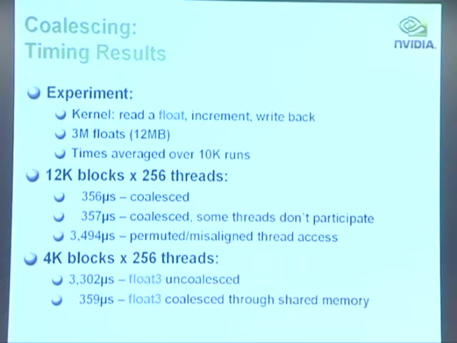Okay, all right, so here's the timing results. We modified the previous kernel, so instead of floats, we compare with float3. These are the same results that I showed before, just extending that slide. We're still doing 12 megabytes of data, but it's 1 million float3s that we want to load. If we just load 1 million float3s, it takes 3.2 milliseconds. And if we use shared memory as a staging area to coalesce those, then we get 10 times that performance.